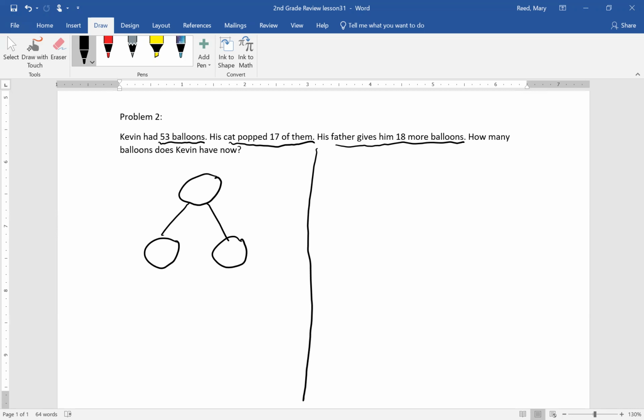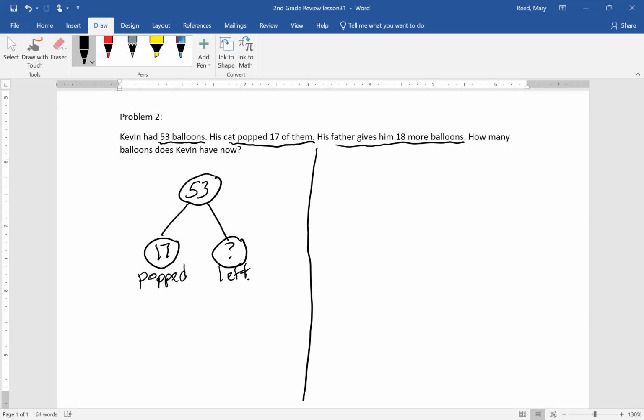Okay, 53 balloons is what he started out with. That was his total. So we always put the total or the whole in the top. His cat popped 17 of them. So I'm going to put popped under here. I think it's really helpful, and I would suggest you always try to label your visuals with your tape diagrams or your number bonds, just so it keeps your work organized and helps you understand what you're doing. So let's put 17 in here. This is what they popped. And then this is what we don't know. This is what he has left after his cat pops them.